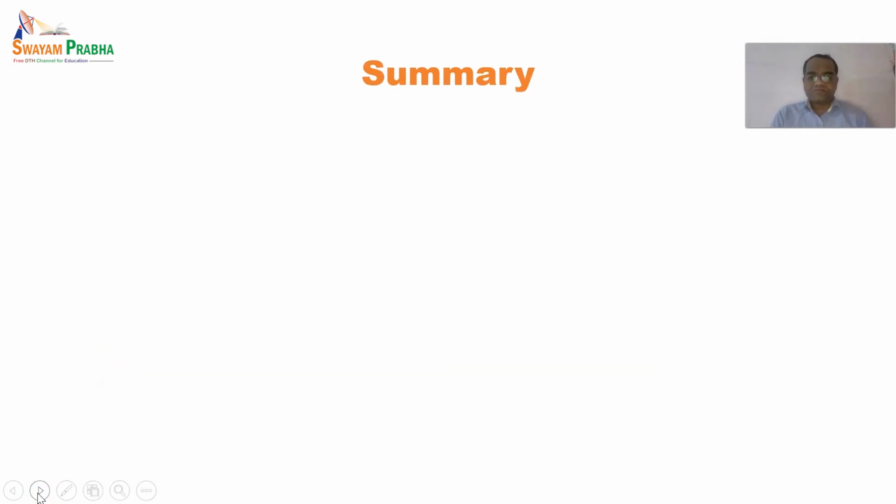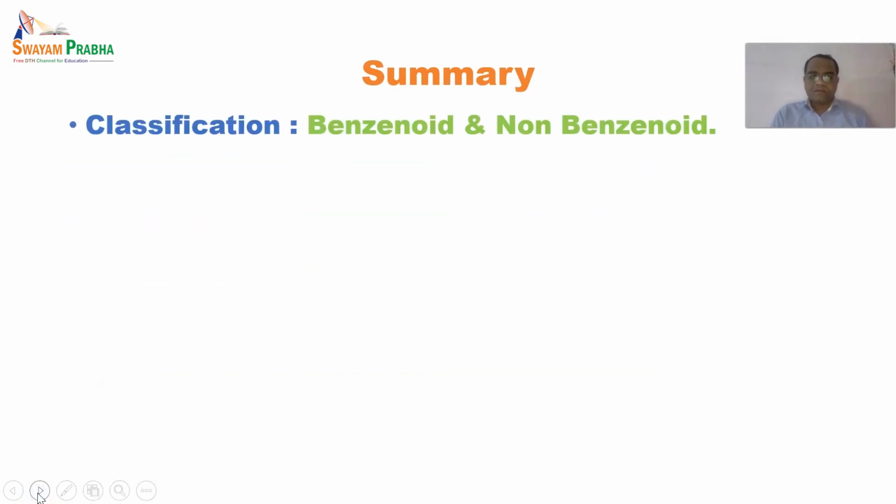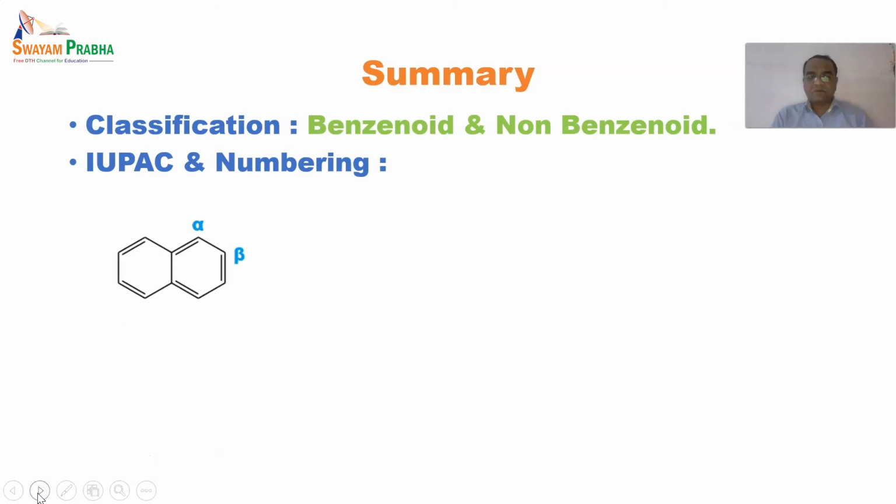Now we'll see a summary of this session. So starting with the concept of polynuclear aromatic hydrocarbons, we have seen the classification, and there are two main classes, benzenoid and non-benzenoid. And after that, we have seen further classification. After that, we went through the IUPAC nomenclature of polynuclear aromatic hydrocarbons and numbering of them. The structure of naphthalene having positions alpha and beta. So you might be very familiar with alpha naphthol and beta naphthol. And numbering of naphthalene.